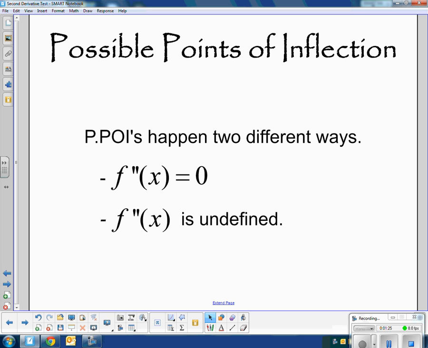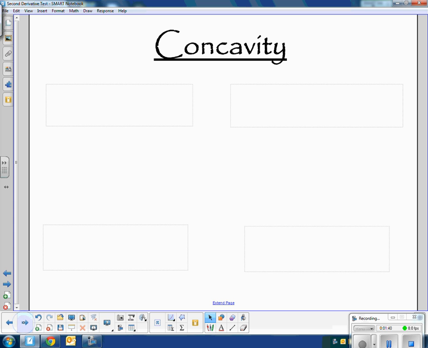Now, what does that term inflection mean? Inflection means that something in the graph is changing. And that something in the graph that is changing at a point of inflection is what's called concavity. So these are the two ways that we can find possible points of inflection that will help us be able to identify intervals of concavity.